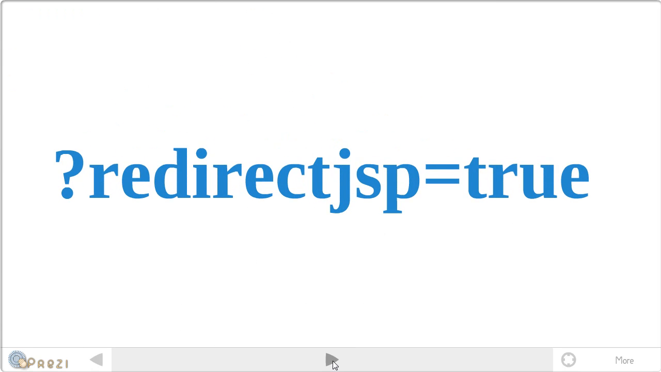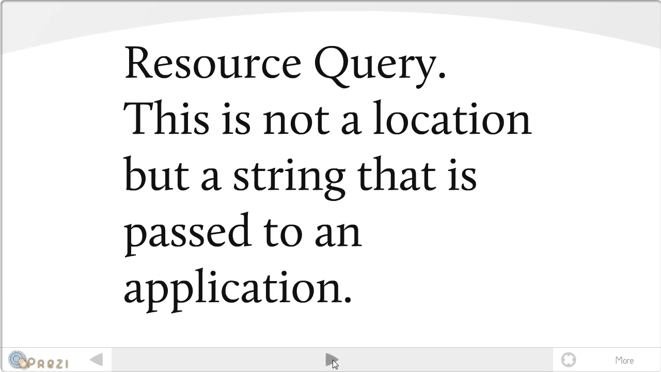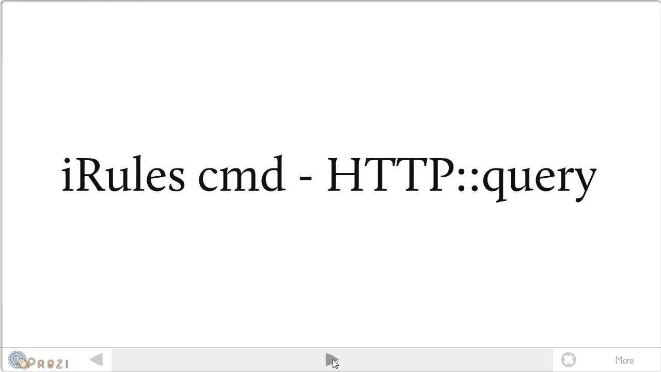And then you finish up the URL with the query, and that's question mark redirect JSP equal true in this case. The actual data that's returned is sans that question mark, it would be just the redirect JSP equal true. And that's not an actual location, whereas the path is actually a location to a file. The query is just a string that's passed to an application, be it a CGI script or some other application that you have running on your site. And the command to access that's HTTP query.